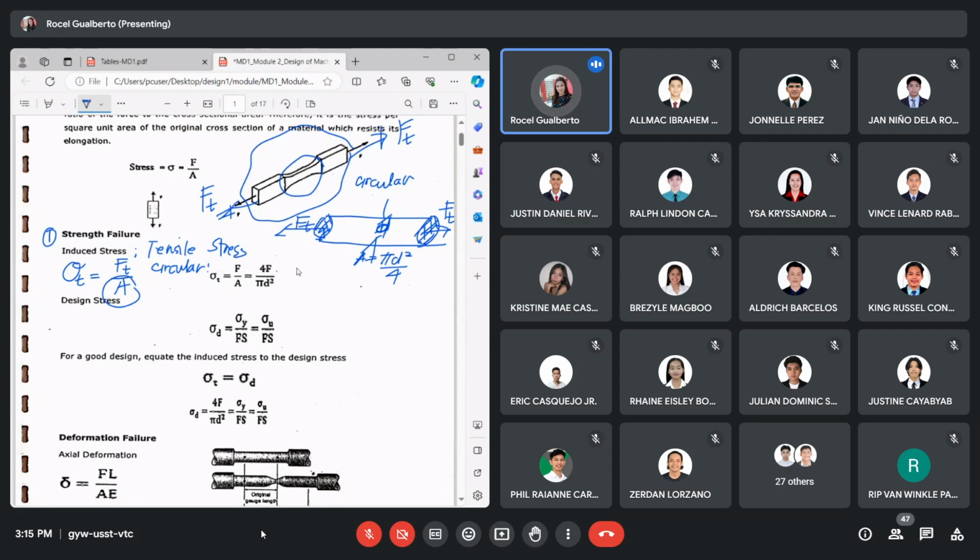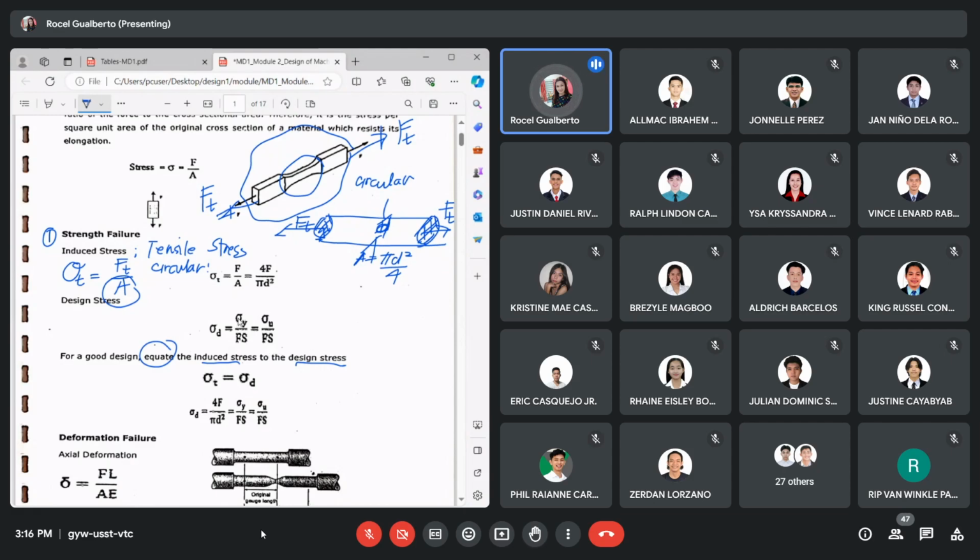Now, sabi po natin doon sa essence ng design, sa number 4, for a good design, you equate the design stress to the induced stress of the material. Okay? So, let us again recall yung design stress. So, ano ba yung design stress natin?